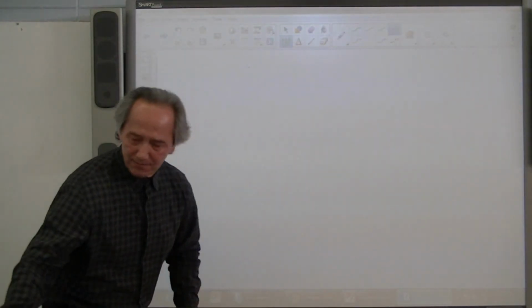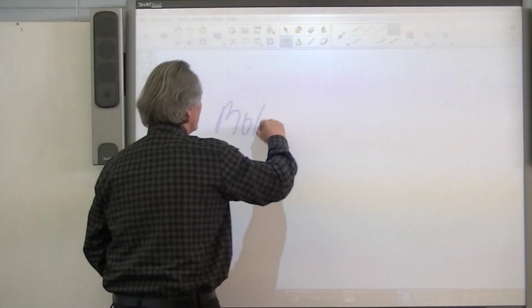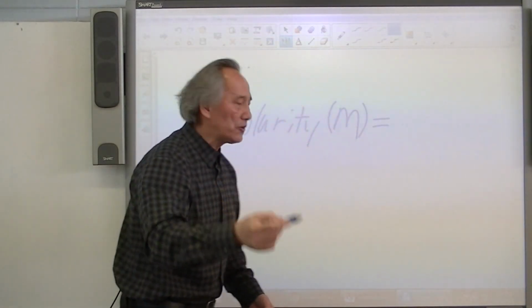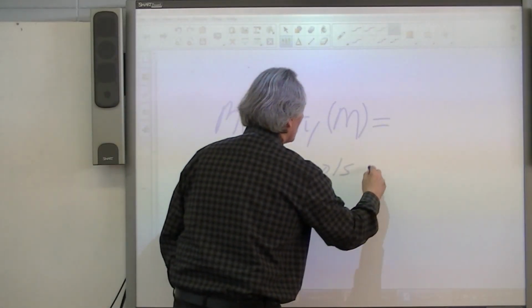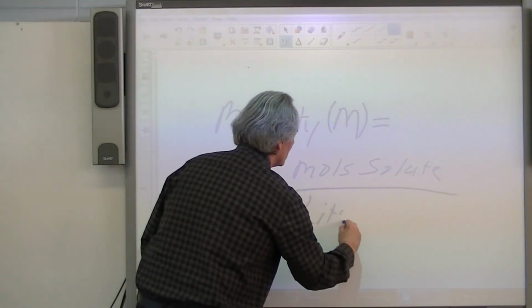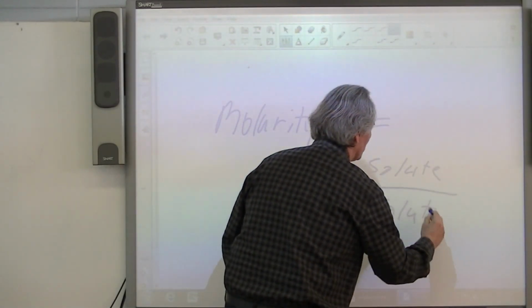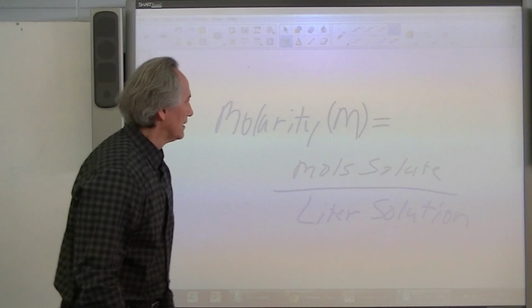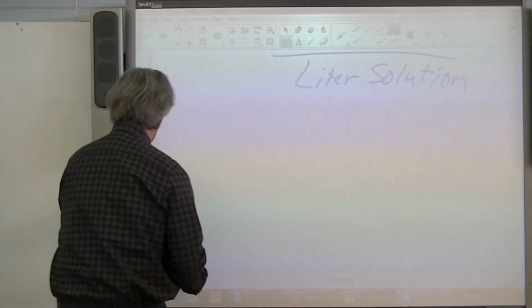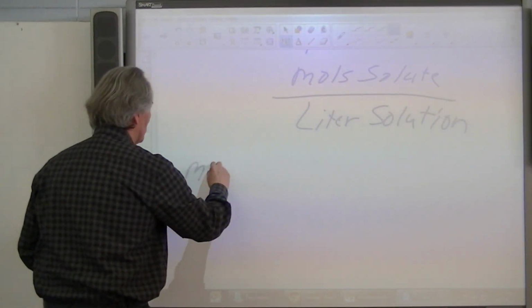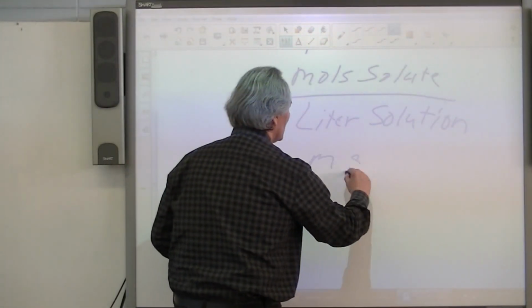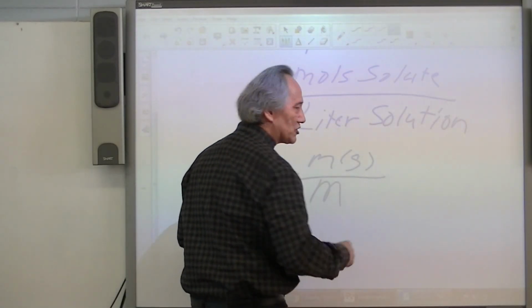First of all, let's identify molarity. Molarity can be expressed as an uppercase M, and it is equal to the number of moles of solute per liter of solution. So, the number of moles of solute per liter solution. As a reminder, recall that moles, expressed by a lowercase n, is equal to mass in grams divided by the molar mass of the substance in question.